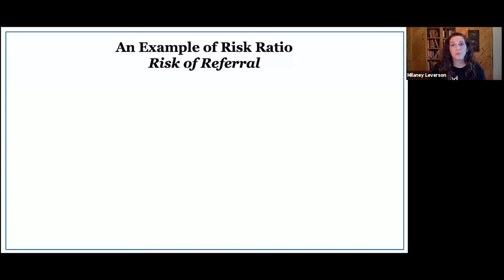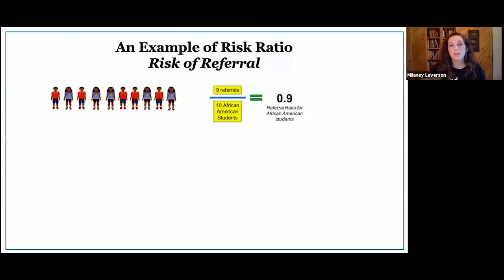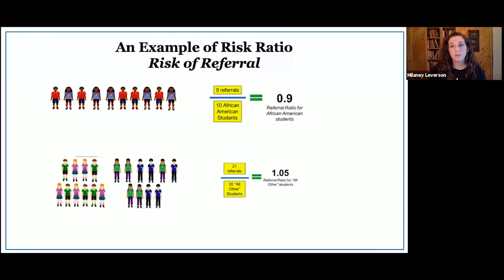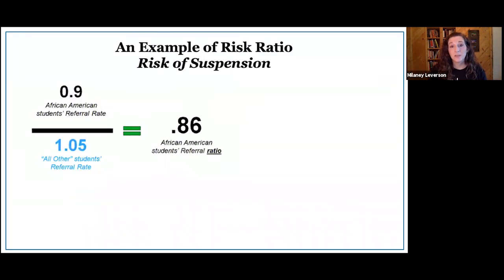So if we start to think about risk ratio in schools, specifically for discipline referral of students, we have another way of looking at this. If there are 10 African-American students accounting for 9 referrals, that's a 0.9 referral rate. And if there are 20 students in the comparison group that account for 21 referrals, their referral rate is 1.05. So in this example, we would divide that African-American or Black referral rate by the comparison group, and the resulting number is the risk of African-American students getting a discipline referral as compared to the comparison group.